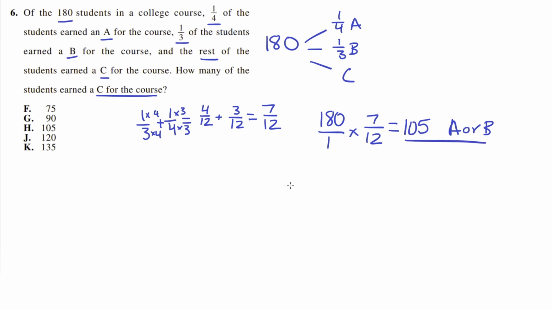And since there are 180 students, the rest got a C. So we can do 180 minus 105, and that gives us 75. So that means 75 students got a C. So the correct answer is F.